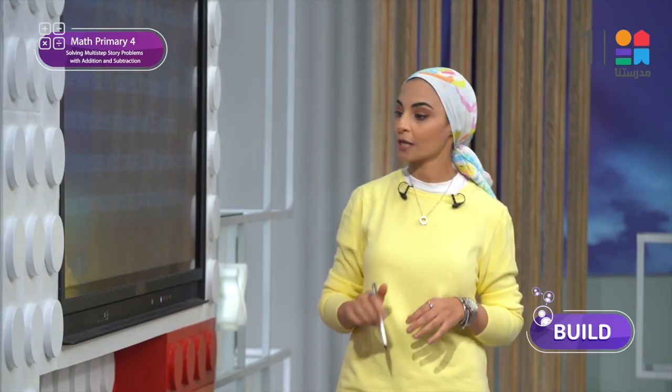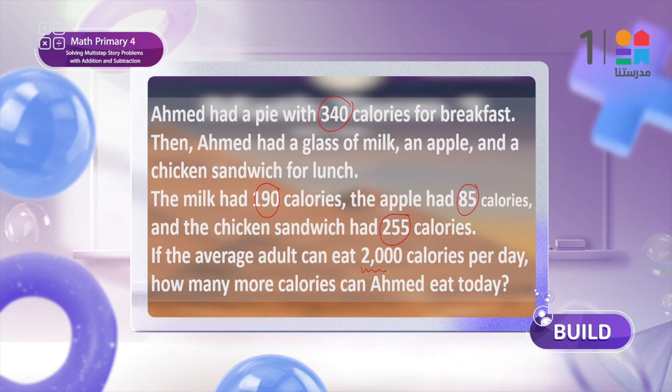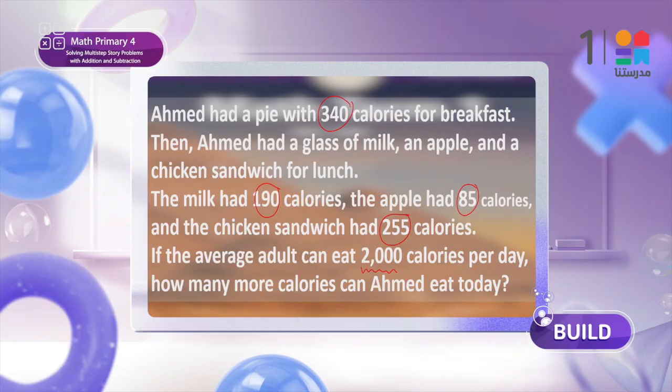If the average adult can eat 2000, the adult should take 2000 calories per day. Every day, he takes 2000 calories. So I will circle the number.